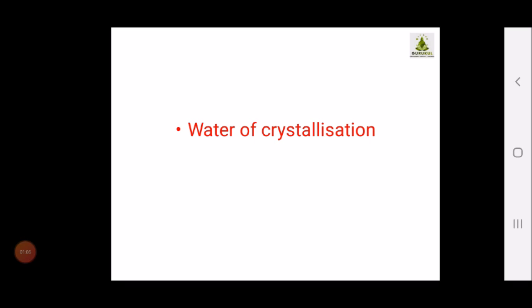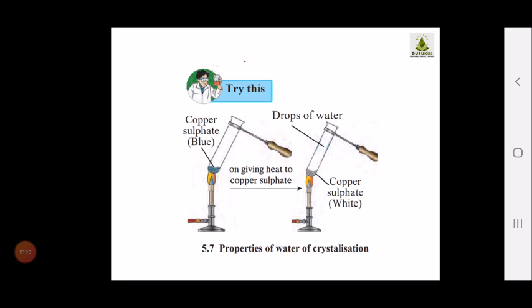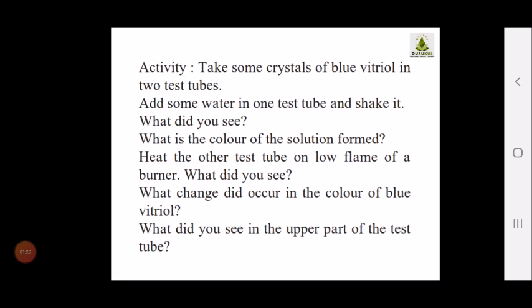Along with that, children, we have to study the concept of water of crystallization. For this, a certain activity is mentioned over here. We are going to go through it just in short, so you will understand the concept of crystallization very properly. It is mentioned that we have to take some crystals of blue vitriol in 2 test tubes, add some water in 1 test tube and shake it. So we have to see what color of the solution is formed.